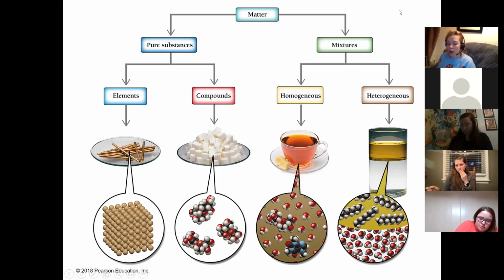We will go through what all these things are, but I think this is a nice place to start. I wish they put this slide at the front. So matter, what do you have to be? You've got to have mass and you've got to take up space. Matter can be a solid, a liquid, a gas or plasma, but solid, liquid, gas for now.